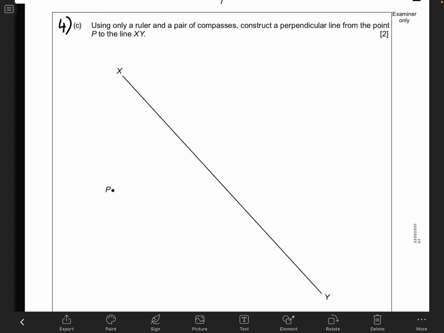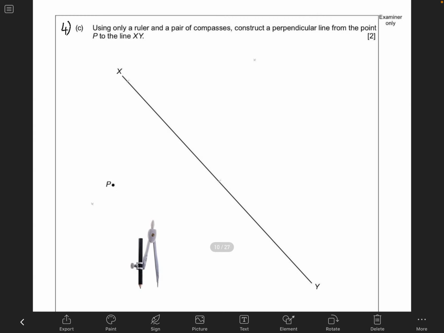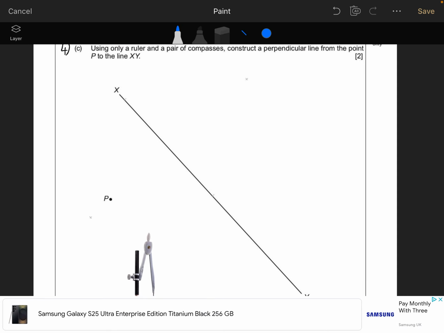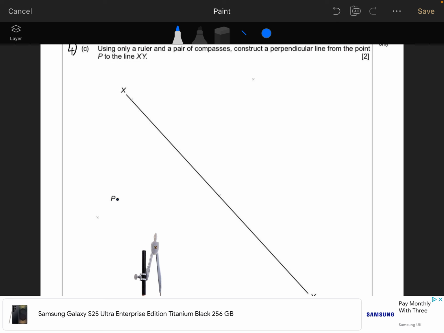It's another one using only a ruler and a pair of compasses. Construct a perpendicular line from the point P to the line XY. So we've got to draw a 90-degree angle. I get my compasses and I'm going to draw a line through P at 90 degrees. So really what I'm looking for is something like that, where that is a 90-degree angle. I'll just delete that again and we'll construct it now.